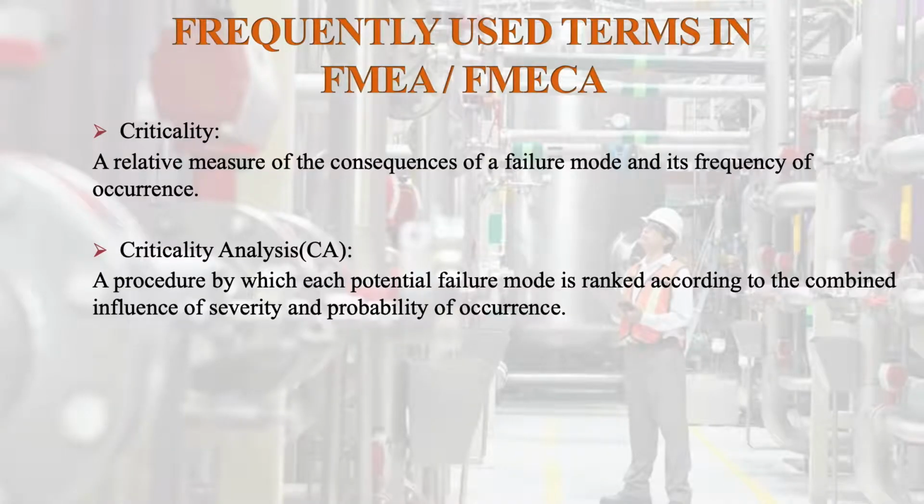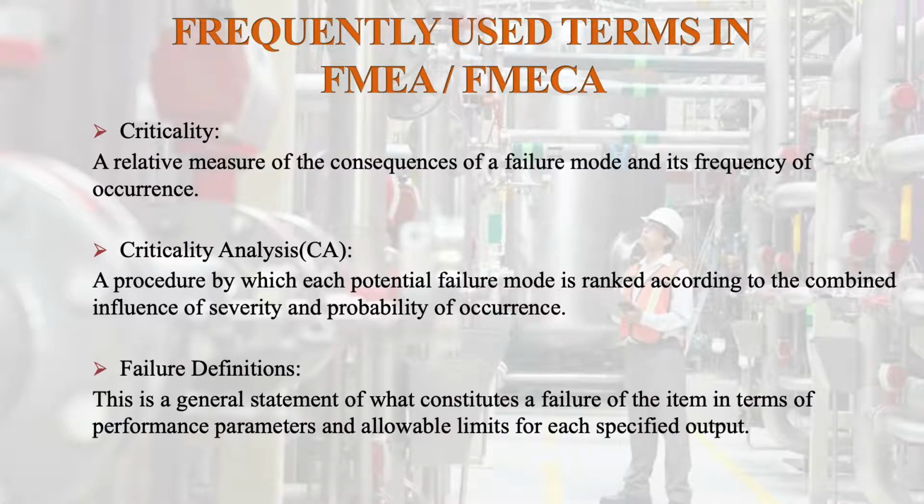Criticality analysis, CA, a procedure by which each potential failure mode is ranked according to the combined influence of severity and probability of occurrence. Failure definitions. This is a general statement of what constitutes a failure of the item in terms of performance parameters and allowable limits for each specified output.